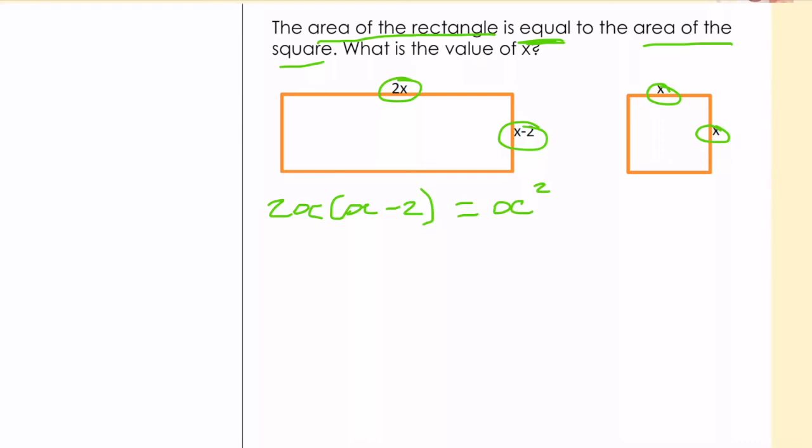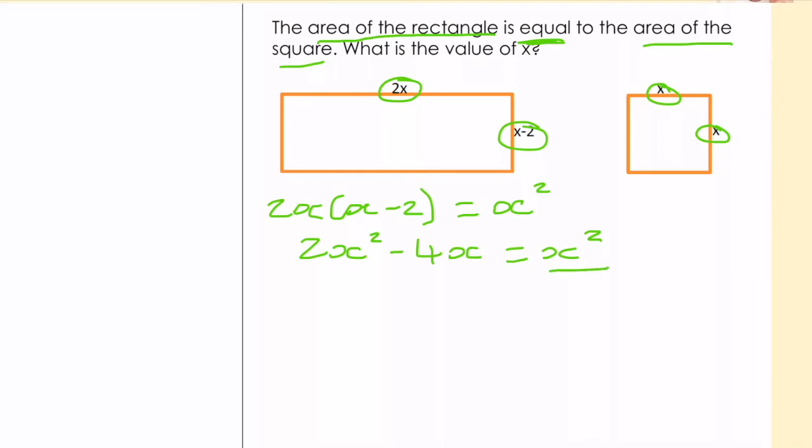Hopefully we're all happy with getting that. Now we can expand and start to simplify. So we get 2x squared minus 4x equals x squared. And now it's starting to look like a quadratic, but we've got x squared, we've got x's, but we've got x squareds over here as well. So let's subtract that so it starts to equal 0.